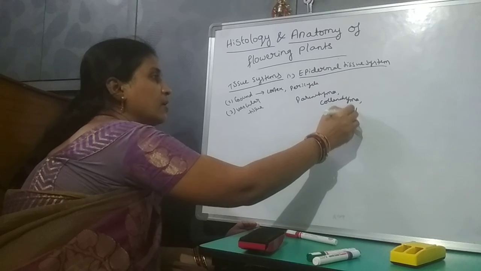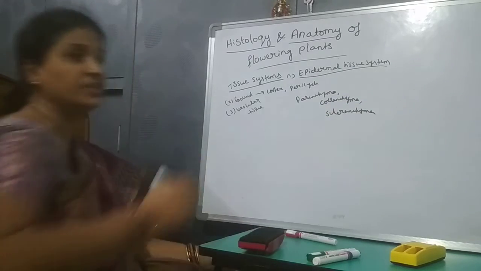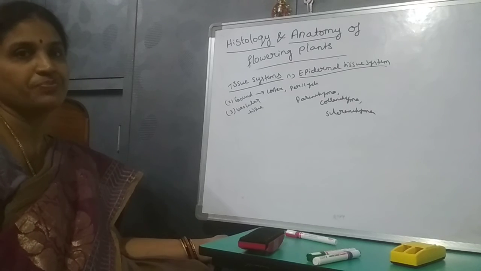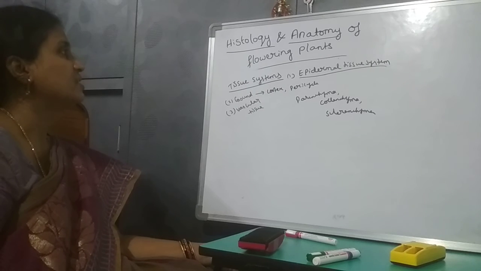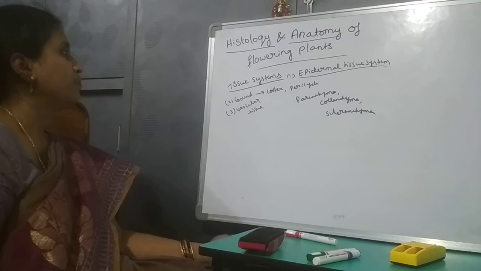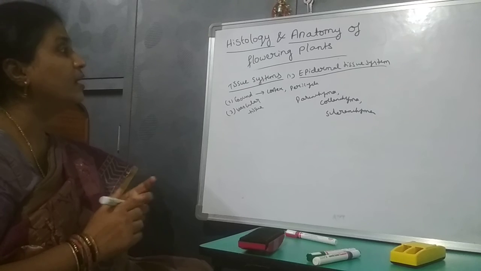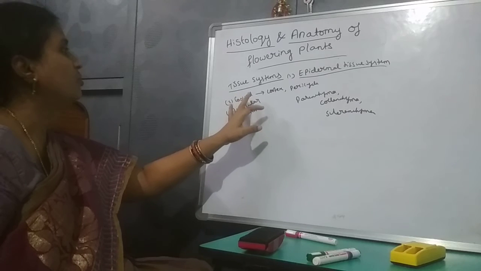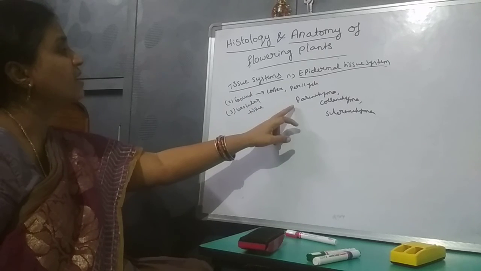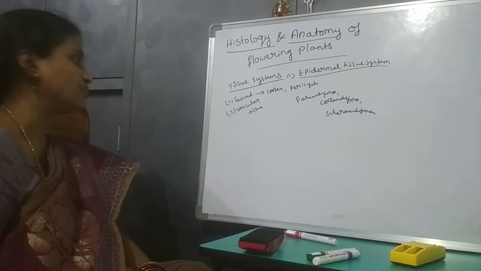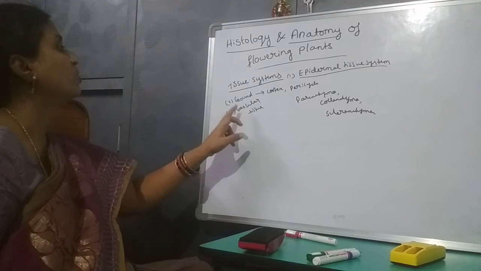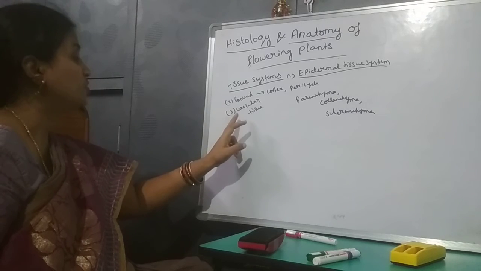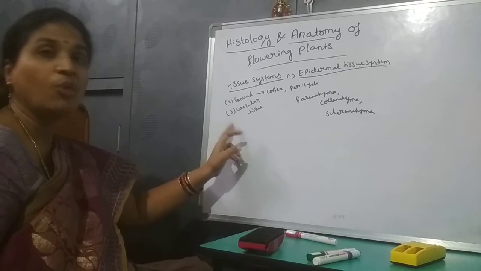Parenchyma, collenchyma and sclerenchyma are nothing but the simple tissues. Permanent tissues, simple tissues. In permanent tissues, these are the simple tissues. These are the tissue systems. Ground tissue is having the simple permanent tissues. Vascular tissues are going to have complex permanent tissues.